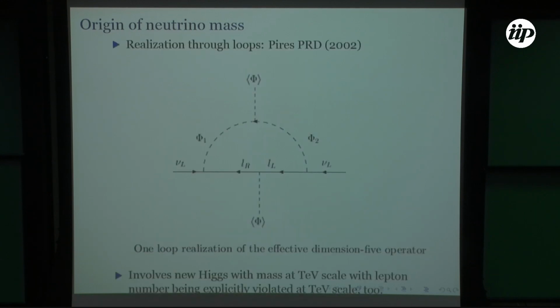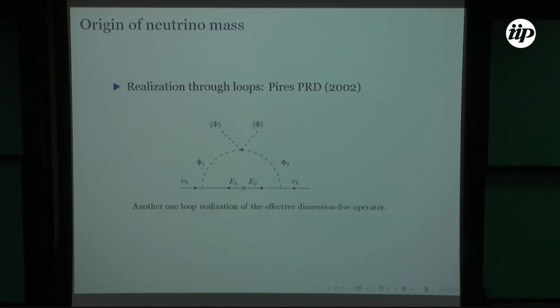Another possibility to realize that effective operator is through one loop radiative correction. In this case, it is necessary to expand the standard model with a new scalar, and this new scalar can have mass at TeV scale. There is another possibility through radiative correction, but now involving new charged leptons. And these realize the effective dimension 5 operator.